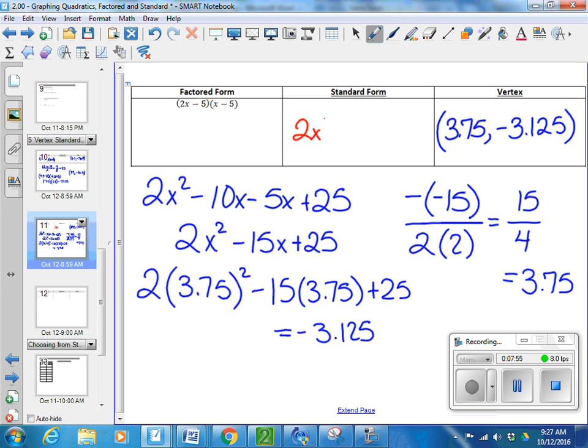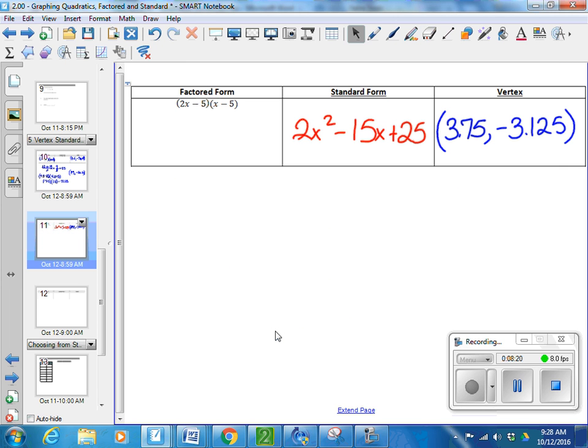So if our standard form is 2x squared minus 15x plus 25, its vertex should occur at 3.75, negative 3.125. All right. So again, let's check real quick because we have the factored form. Remember, the first thing we had to do was find our x-intercepts. To get these, since I can't just change the sign, I'll set each factor equal to 0. That'll give me the x-intercepts.